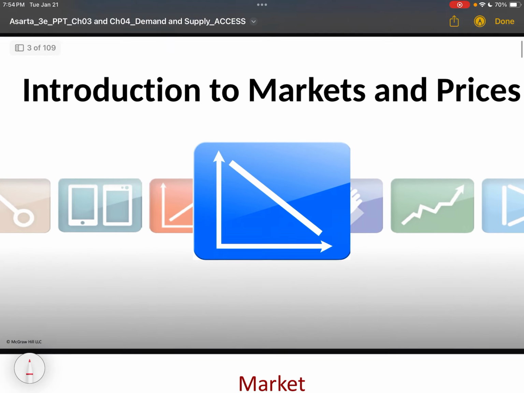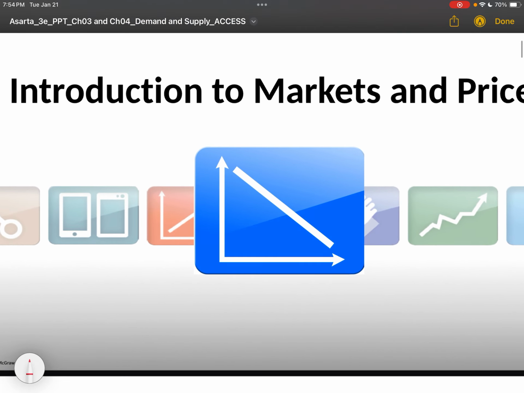Introduction to markets and prices. Again, we are dealing with here the perfectly competitive market. You're going to see 4 markets in this class. The perfectly competitive market is the first one and possibly the easiest one to understand. And on top of that, we will build the other markets, right? We will try to figure out how the perfectly competitive market is different from the other 3.